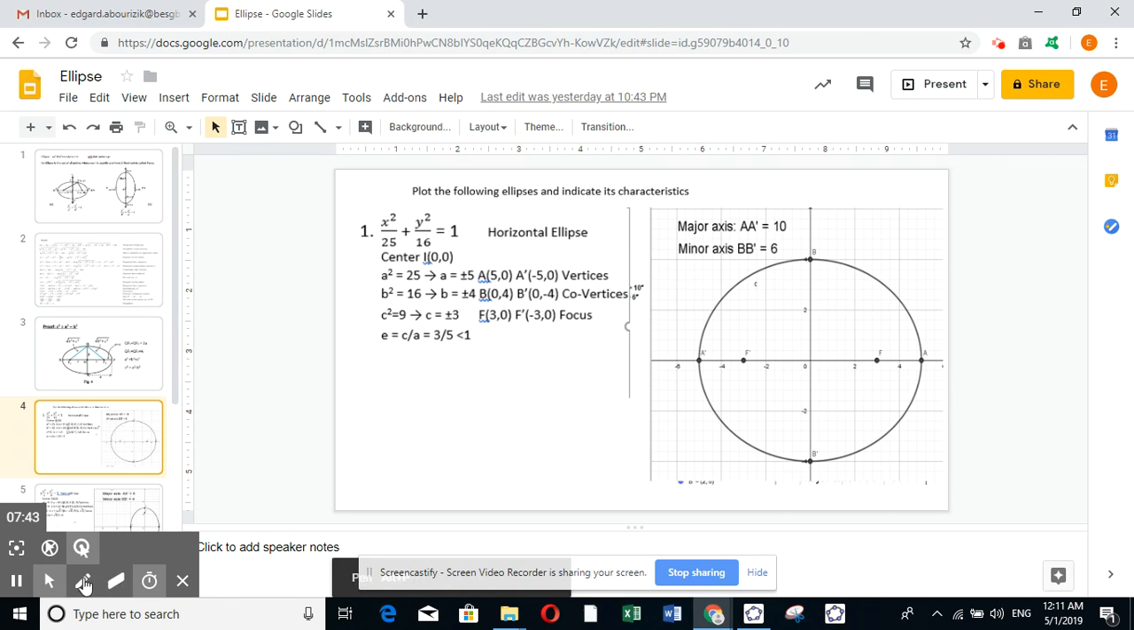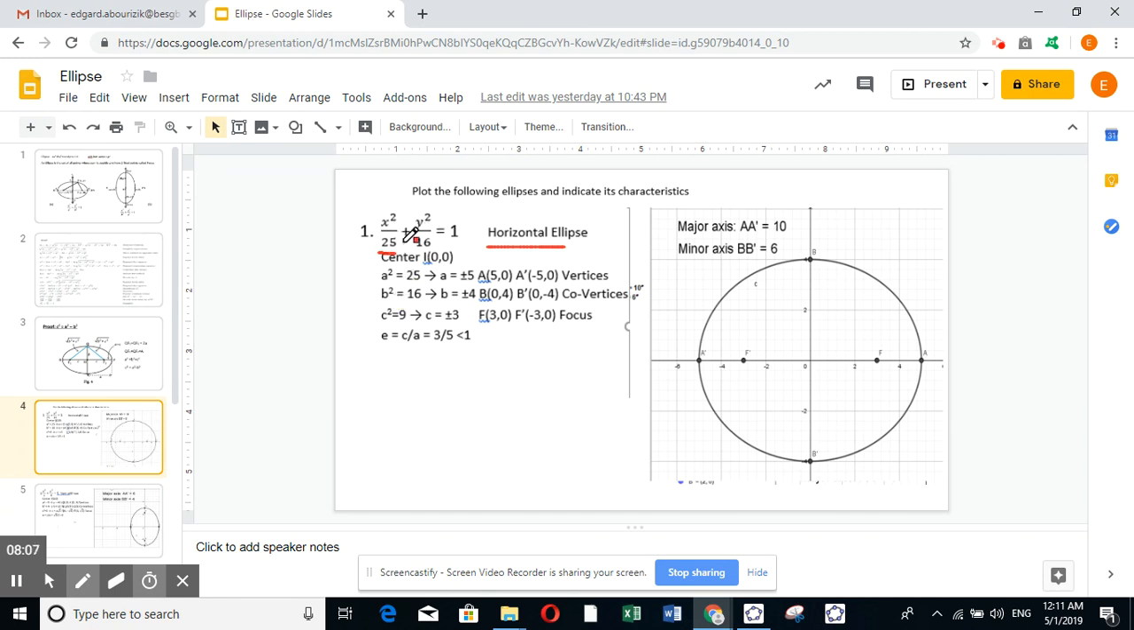So we're going to graph here. First of all, we're going to say that this is an ellipse because the coefficients of x square and y square have the same sign but are not equal. Both are positive, but not equal. Here 1 over 25, here 1 over 16. So it's an ellipse, horizontal because under x square is bigger. So we're going to start. First of all, the center is 0, 0, like we used to do in the circle.